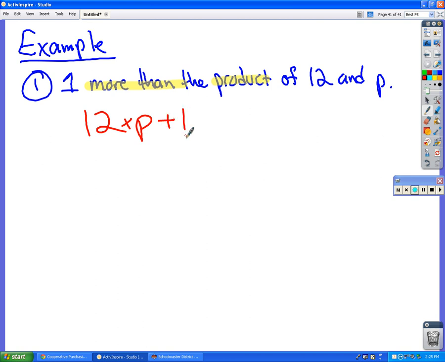Okay? So you could write it the other way around if you followed it the way the sentence was written. One more than, so you could have gone 1 plus the product of 12 and p, 12 times p. And those are the same thing. But like I said, in order of operations, since we do the multiplication first, it's nice to write the multiplication stuff in the front, okay? Do I need the little times symbol? No. I could use a dot, or since it's a number and a variable, I could just leave it out altogether, okay? Which makes it a lot shorter.